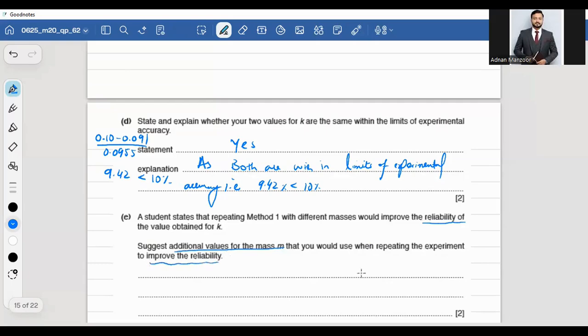The value should be close to the initial value, and the initial value for the mass was 300 gram. And usually when you do this experiment, you may vary the values in a similar manner. For example, if I take 100 gram, then I change it to 200 gram, then 300 gram, then 400 gram, then 500 gram, and so on. Okay, so these are the possible additional values that we should take.